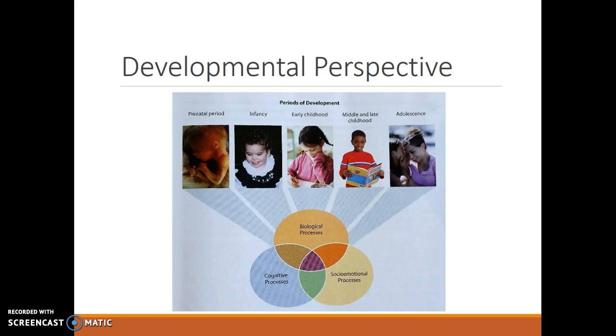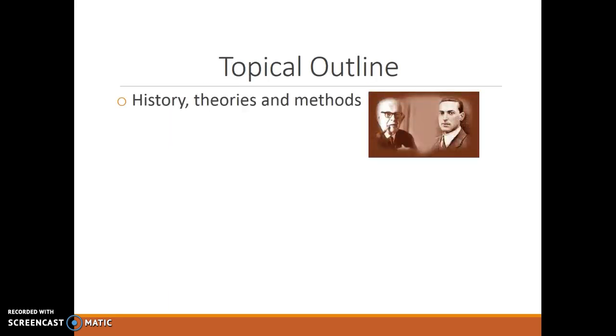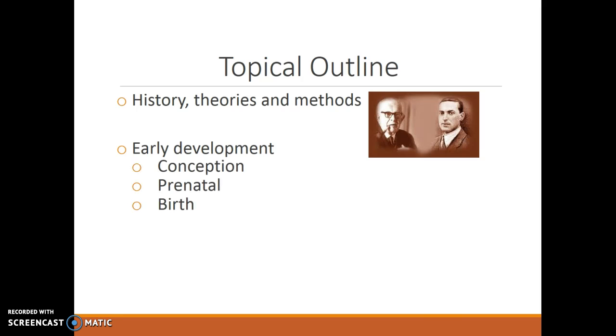Now I'll just give you a quick topical outline. This will be pretty brief. We're just following the general outline from the textbook that you're using, the Rothhu's textbook. So we'll start with this background, history, theories, and methods. You'll read about it, you'll talk about it, and we'll look at the history of where it's from. And then we'll talk about early development. So we'll look at conception, prenatal development, and birth. A lot of this is going to be genetic stuff. This is a lot of the biological development stuff.